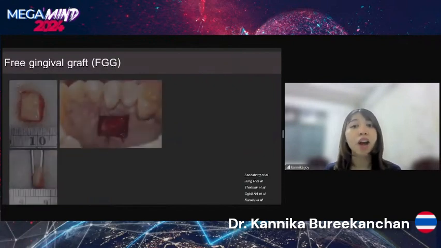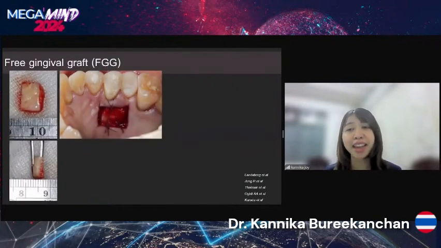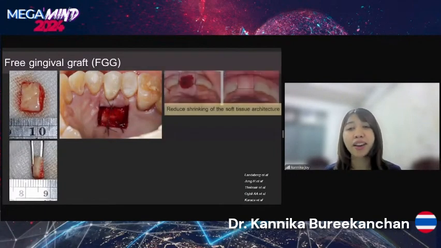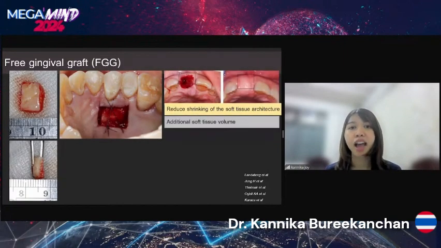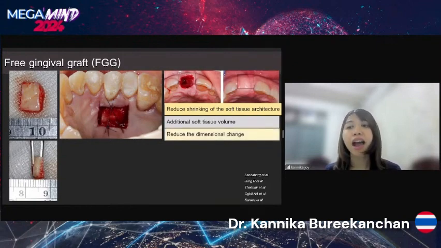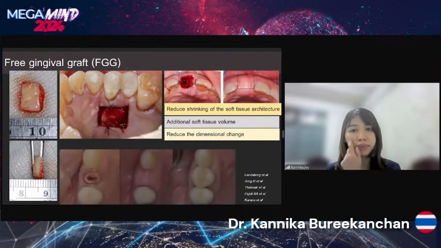Free gingival graft is a popular option for socket seal surgery because: 1. It reduces shrinkage of the soft tissue architecture. 2. It adds soft tissue volume. And 3. It reduces dimensional change.